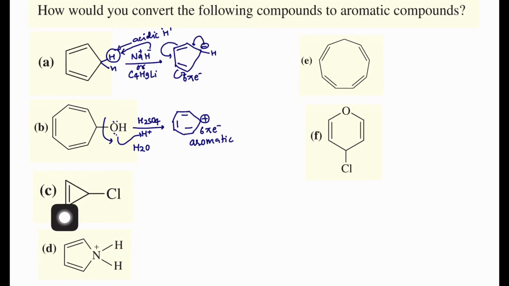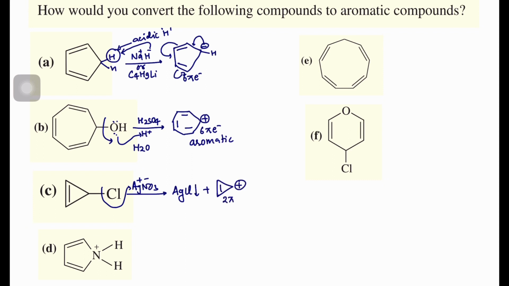Now let's see the third one. We can use here silver nitrate, aqueous silver nitrate, and you know that it has great affinity towards chloride ion, so it will remove it and form AgCl precipitate and this carbocation. This again has 2 pi electrons and it is aromatic.